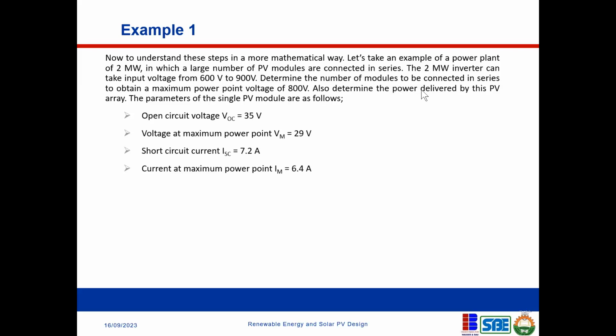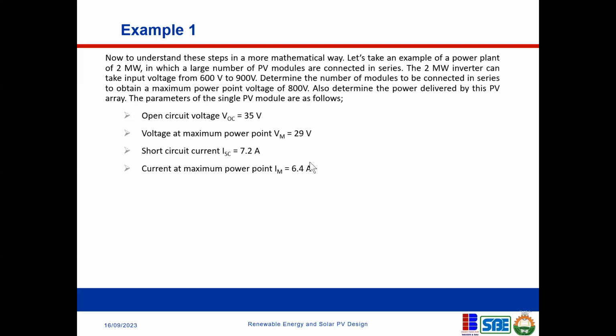Now, also determine the power delivered by the PV array. Remember, when you connect a certain number of PV modules in series, you have a PV array or PV string. Now, they say you also determine the power delivered by the PV array. The parameters of the single PV module are as follows. Open circuit voltage of the PV is 35. Voltage at maximum power point is 29. Short circuit current is 7.2. Current at maximum power is 6.4.